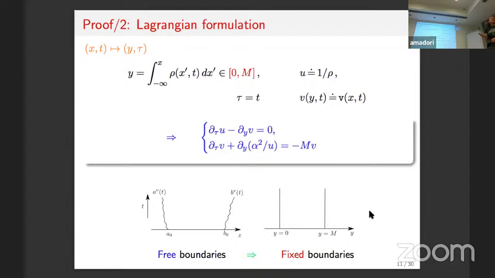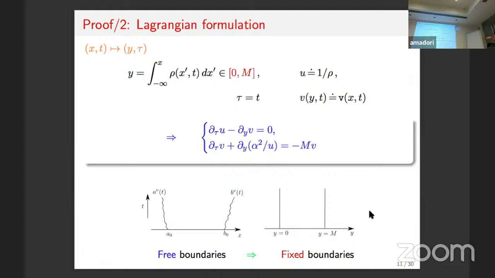The second step in the proof is to pass to the Lagrangian formulation of this problem. So we introduce the standard change of variable that brings the spatial variable x into the Lagrangian variable y, and this is the definition of y. Correspondingly, we pass to the description of the variables in terms of the specific volume Q and P. The resulting system is this 2x2 system in which the right-hand side remains of this type. So we have minus m, which is the total mass, times p.